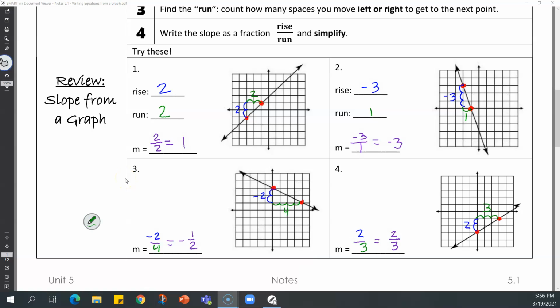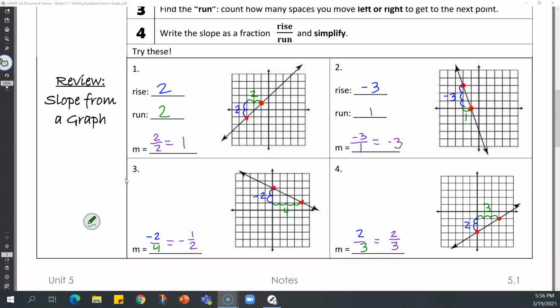All right, for number 3, you should have gotten that your rise was either -2 or +2, depending on which point you started with. Your run should have been 4 or -4, again, depending on which point. Either -2 over +4 or +2 over -4. Wouldn't matter because when it reduces, I should get -1/2.